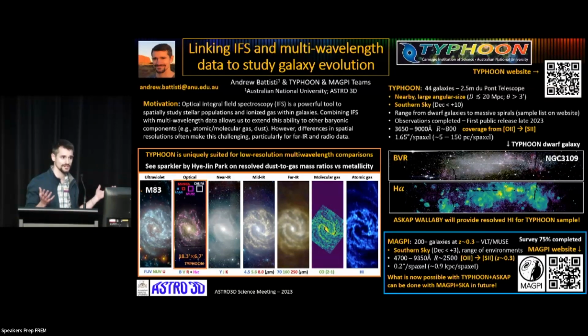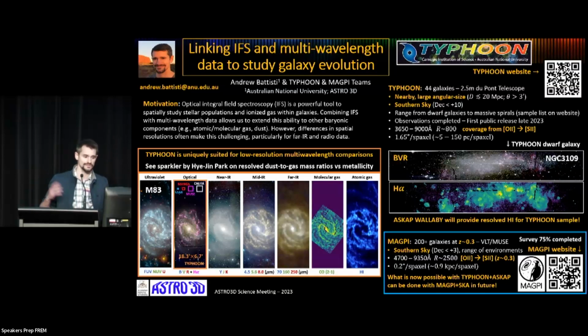And this is crucial for comparing to low-resolution data sets like far infrared and radio. And I think Typhoon is sort of a unique survey in that respect. You can see all the panels are matched to the Typhoon field of view, which is the second panel. And I'll just highlight MUSE, which is the purple box. So you can see just how big this is relative to MUSE.